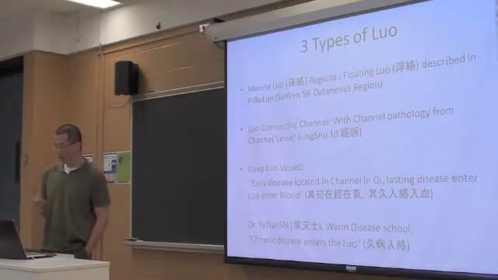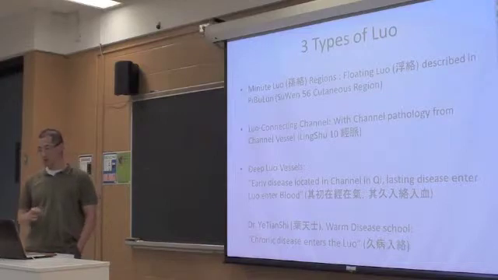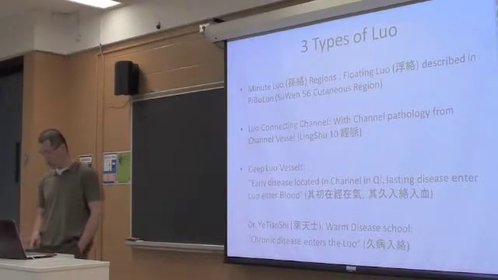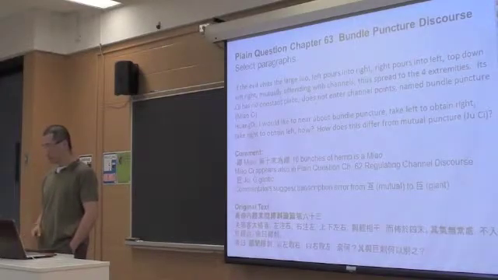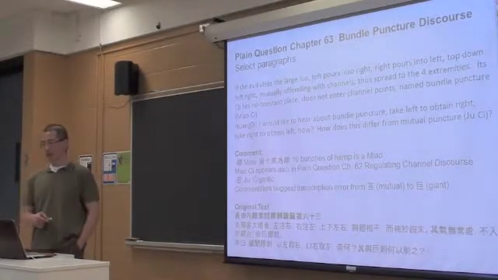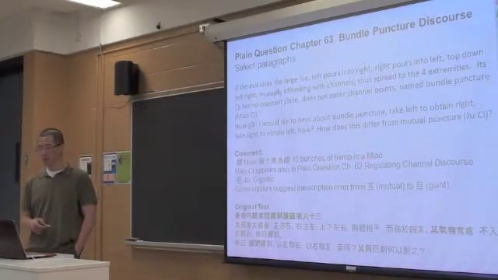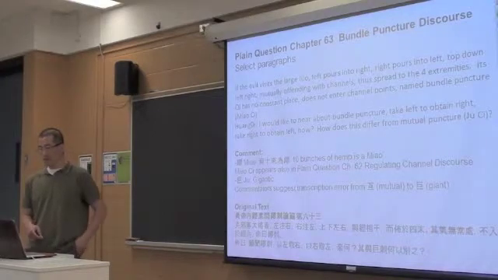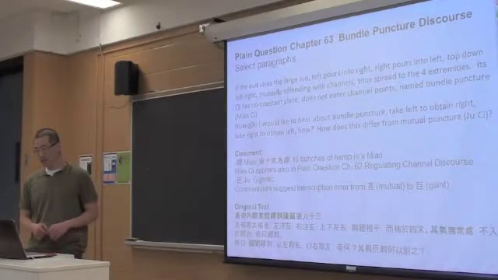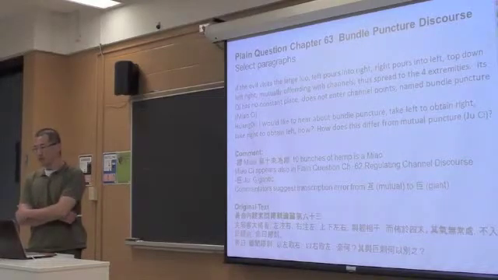And what we're going to do is take a look at some of the passages from the classic that give us some hints about how to deal with these different types of Luos in a clinical setting. Starting with chapter 63, and this is not a complete translation, only the parts that are pertinent to our discussion about the Luos. In chapter 63, I translated the title of this chapter as bundled puncture, and it's a rather unusual translation.